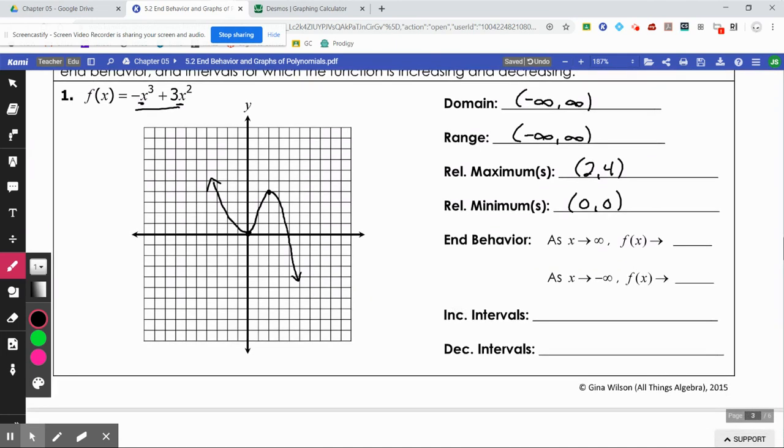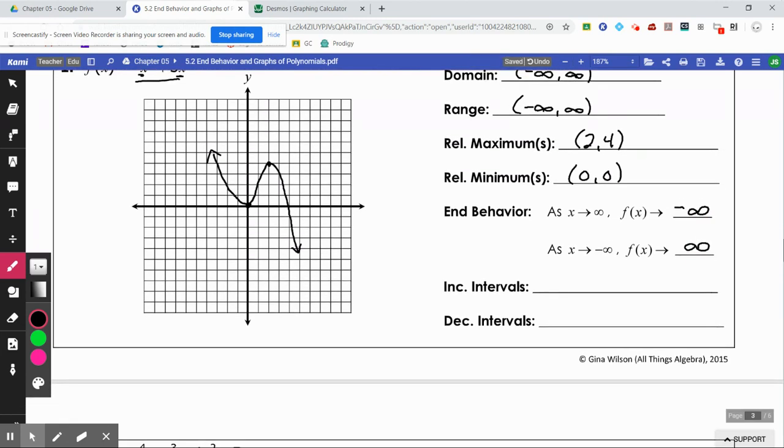My end behavior, as I go to the right on this function, my y value goes down. As I go to the left, my y value goes up. That would be negative and positive infinity there. Where does it increase and where does it decrease? Now, here's where these points come into play. We're only concerned with the x values. My x value here is 2. My x value here is 0.